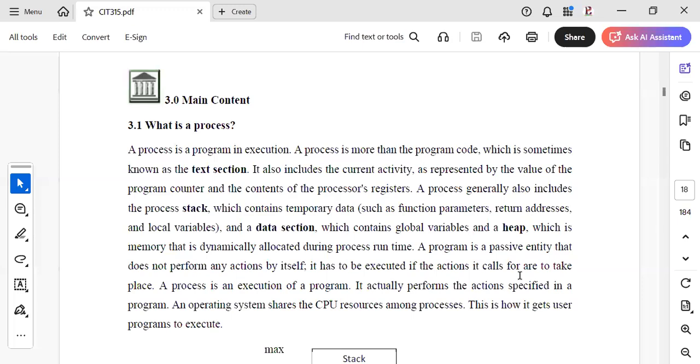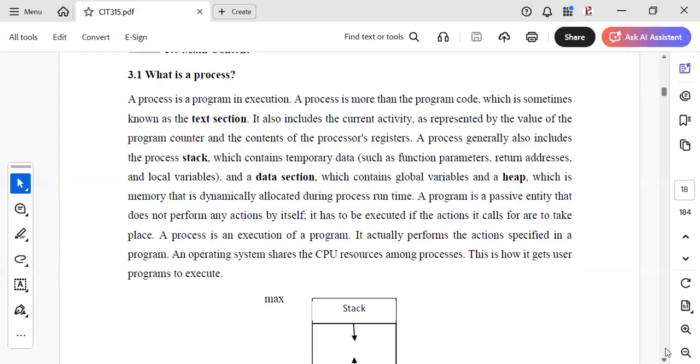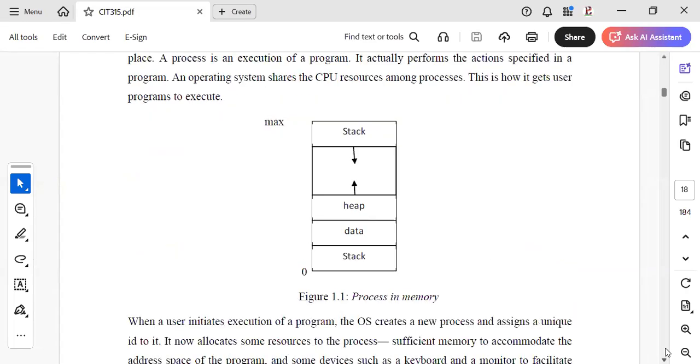You should note that the heap grows upward. The more the runtime of the process, the more memory the heap consumes. And the heap can be controlled by the programmer. Now let's talk about the stack, which is the last thing there before we move on to another thing. The diagram will be explained and we can move on.